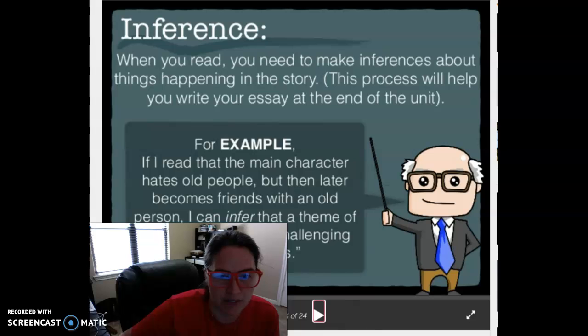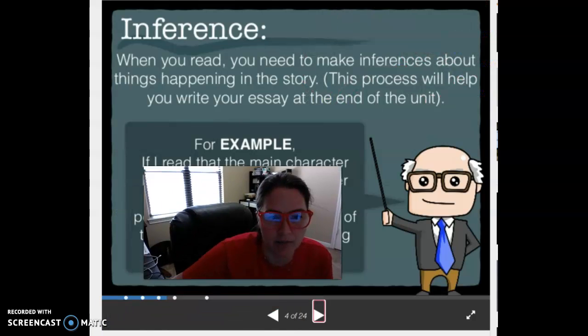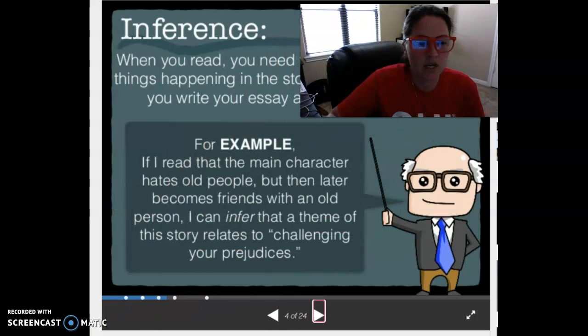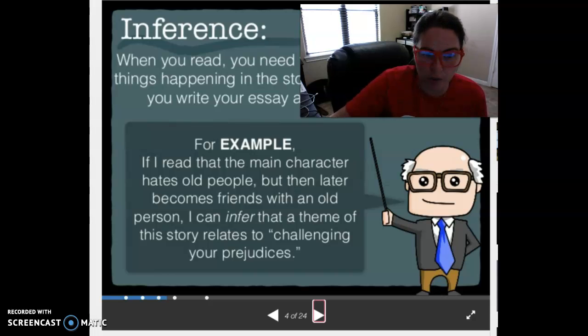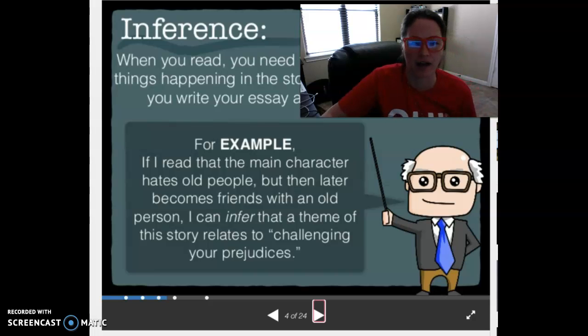Let me move myself out of the way, put it up here so you can see. If I read that the main character hates old people, but then later becomes friends with an old person, I can infer that a theme of this story relates to challenging your prejudices. Why? Why can I infer that?